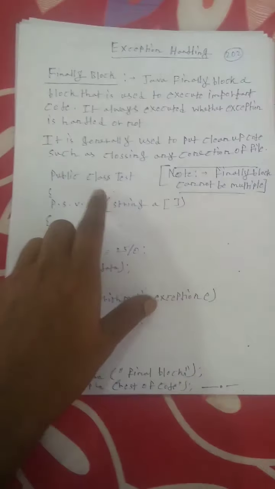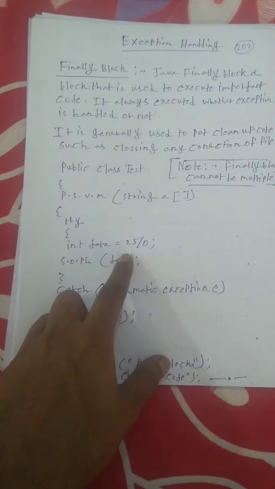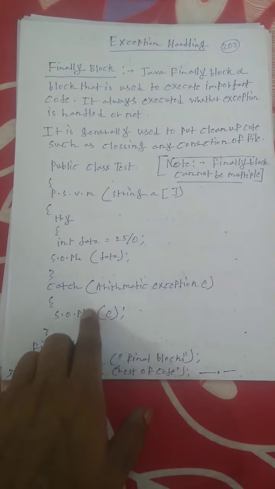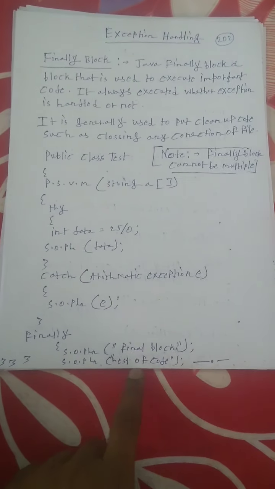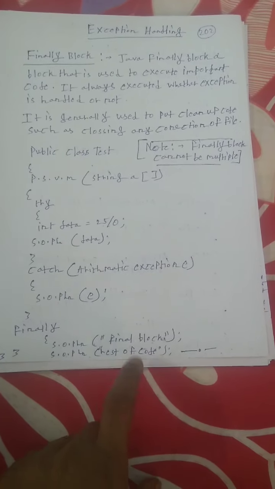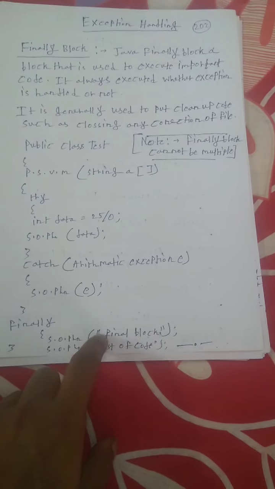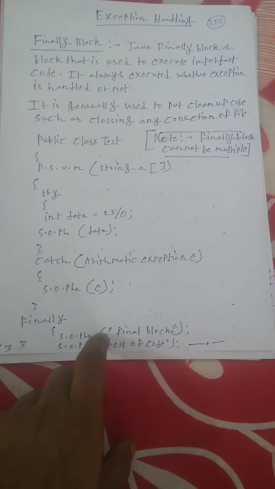So here we take a class called Test, and here we take a try block, where the same arithmetic exception is handled. Here the catch block handles the exception, and finally the finally block prints rest of code. So here it mainly prints rest of code and the finally block. If you give any statement here, only this will print.